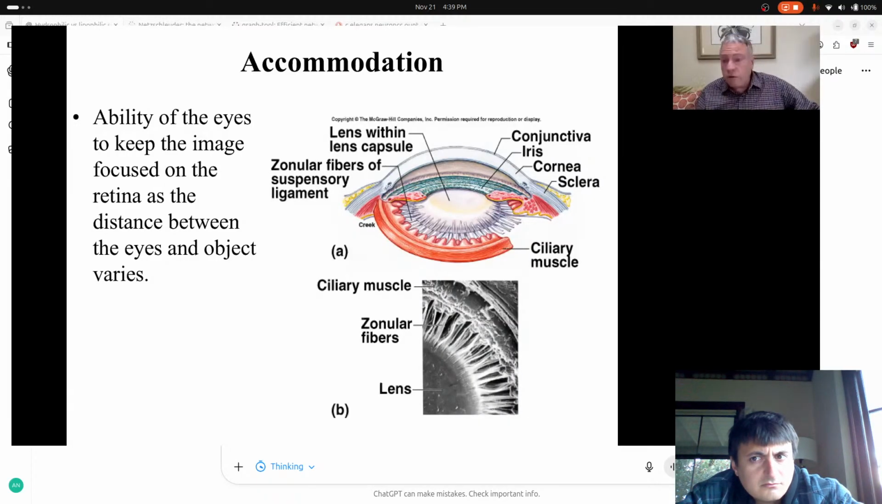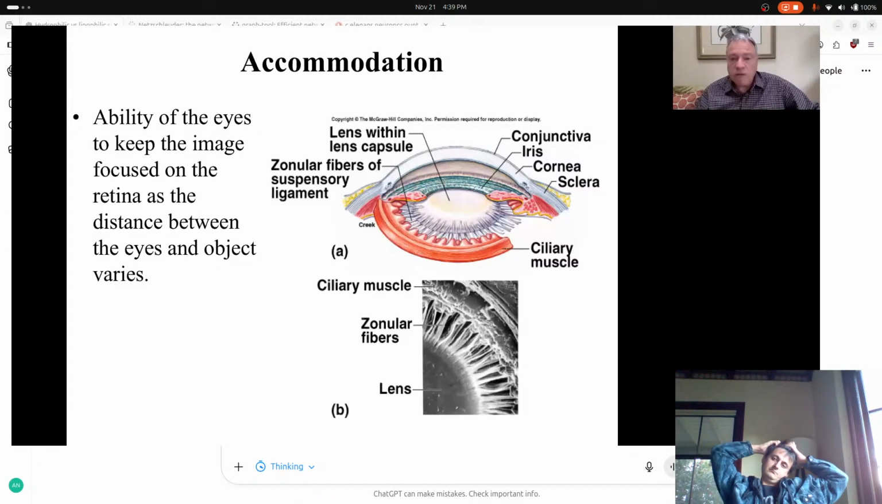And so we don't even notice it happening. It's such a fast reflex where the brain can determine whether an object is in focus or not and whether or not it needs to change the shape of the lens. I mean, just an absolutely amazing ability to do that.